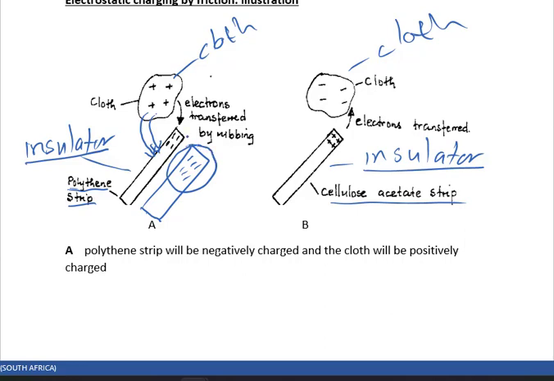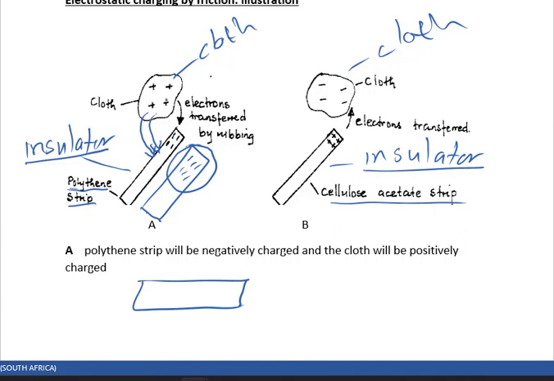Negatively charged simply means that there are more negative charges than positive charges. Negative charges are electrons and positive charges are protons. Generally, the object will have been neutral. Neutral meaning the number of protons, which are positive charges, and the number of electrons, which are negative charges, will be equal. When it's neutral, there is no need for showing positive and negatives.